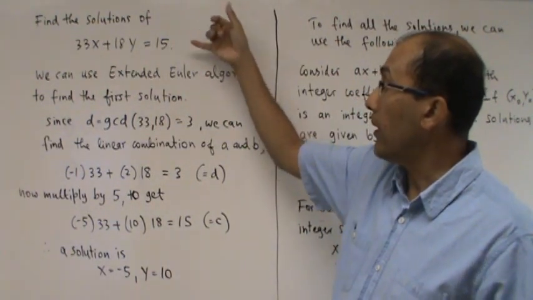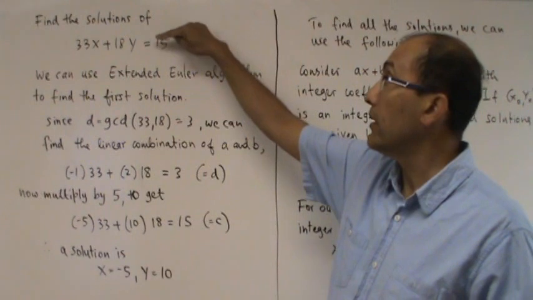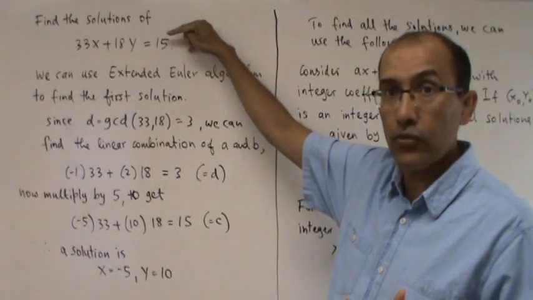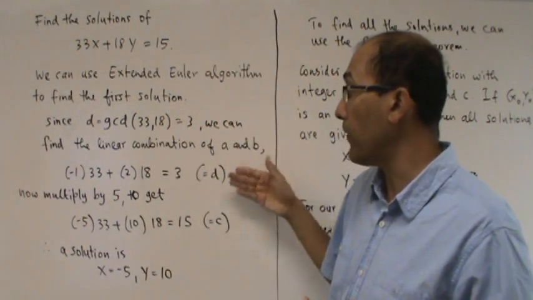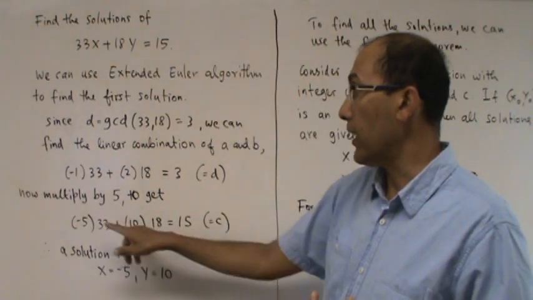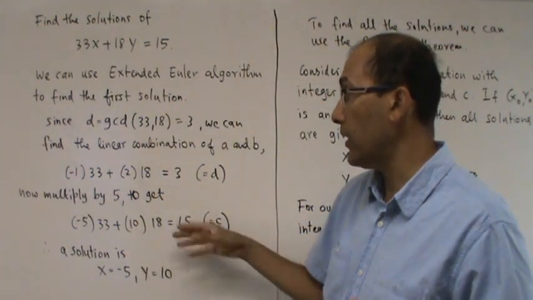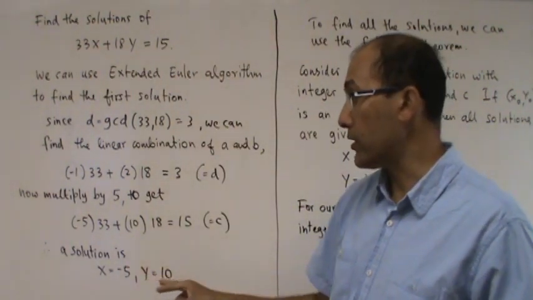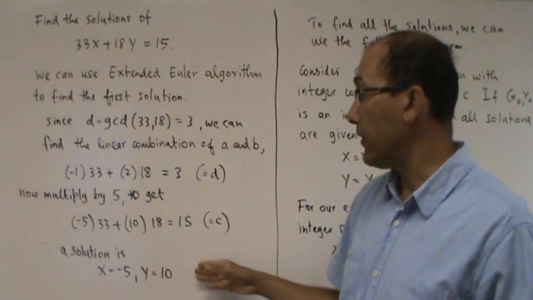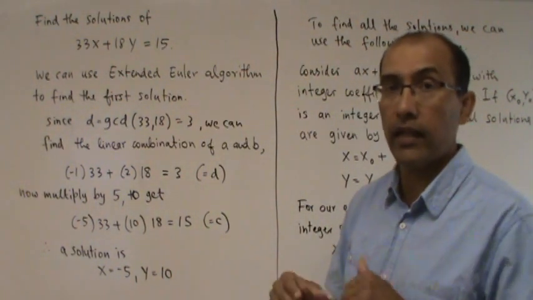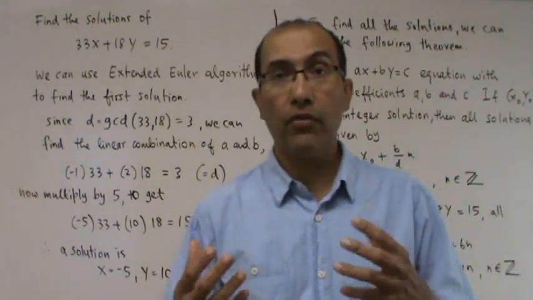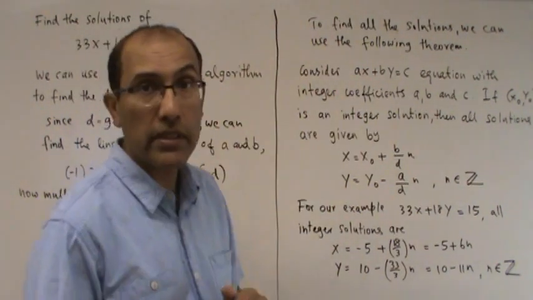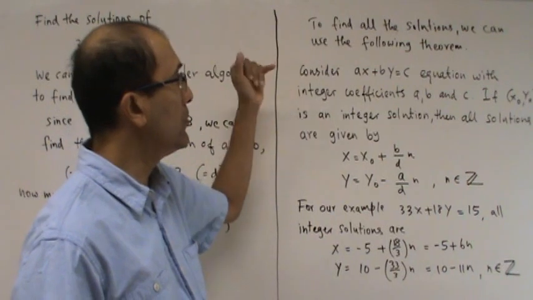Now what we want is to solve the equation. Since the greatest common divisor divides c, as a criteria for existence of solutions, we multiply this whole equation by 5 to get to our 15. So then negative 5 times 33 plus 10 times 18 is 15. Therefore straight away by inspection we have another solution: x equals negative 5, y equals 10. And that's our first solution. I mean, we already had another solution as well, but we can now develop it to find all the solutions.